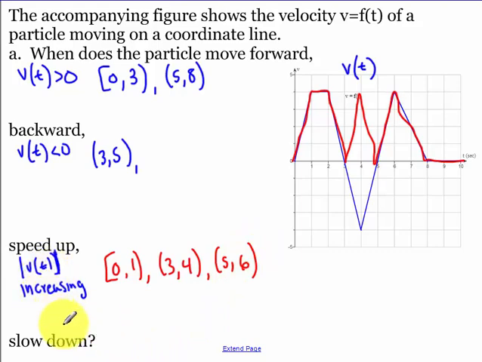Slowing down is when the absolute value of velocity is decreasing. So that is from 2 to 3, from 4 to 5, and from 6 to 8.